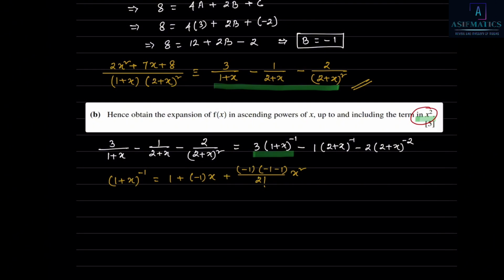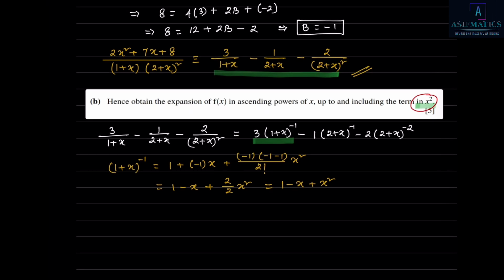So from here we can simplify now. 1 minus x, then we will have minus 1 is minus 2, and minus 2 and minus 1 is 2, so 2 by 2, so we can write plus 2 by 2 x square, or finally this would be 1 minus x plus x square. Okay, keep it like this. Next one, our next target is 2 plus x, this one. Okay, so 2 plus x to the power minus 1.